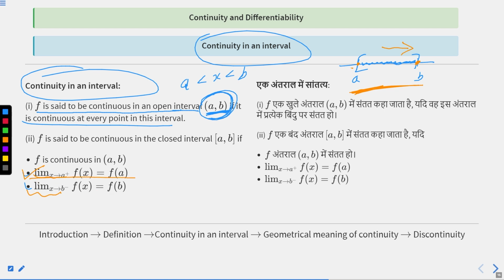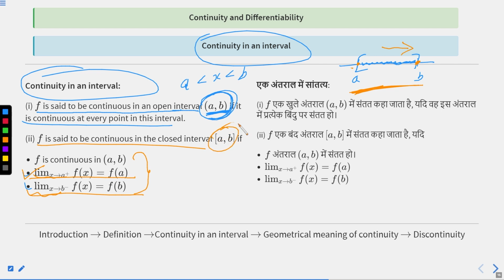Then this must be equal to f of a, and this left hand limit must be equal to f of b. If all three things happen, then you say that your function f is continuous in the closed interval. I hope that it is clear.